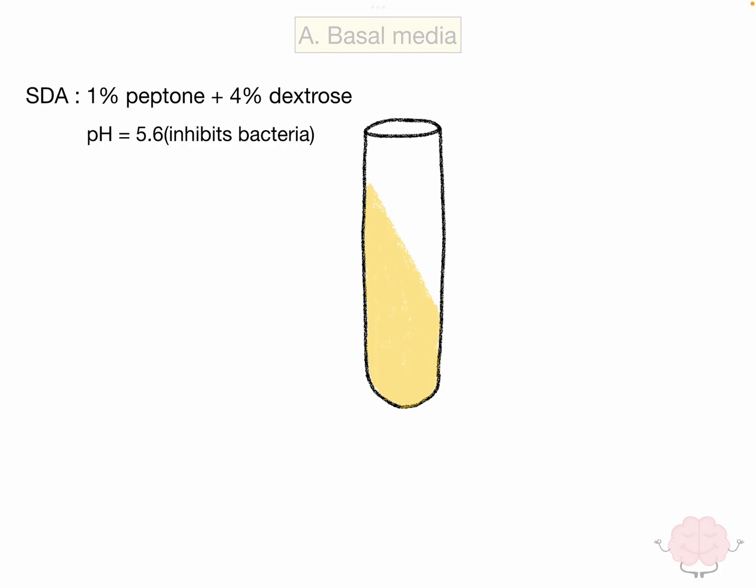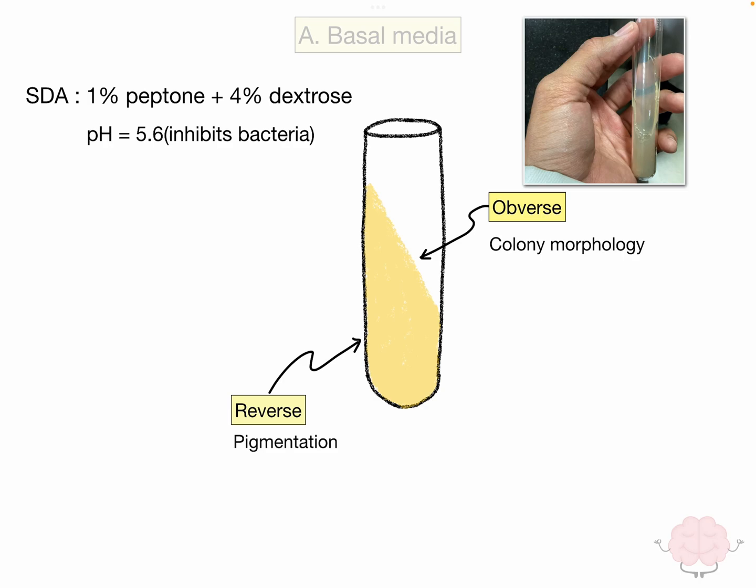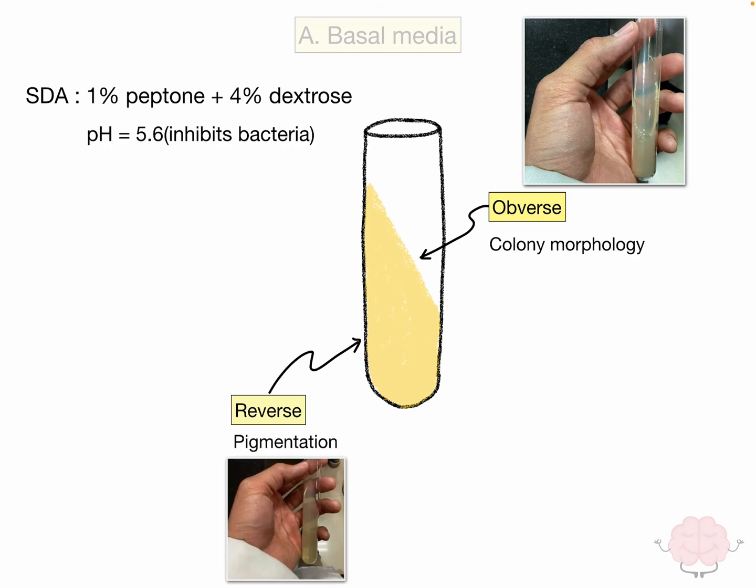Now we keep it in a tube in a slant position. The slanted position is known as the obverse side, while the back position is known as the reverse side. The obverse side is used for observing the colony morphology, while the reverse side is used for looking for the pigmentation, if any, produced by the fungal growth. As you can see, this is the obverse side of the SDA media. This is the reverse side of the SDA media, right?